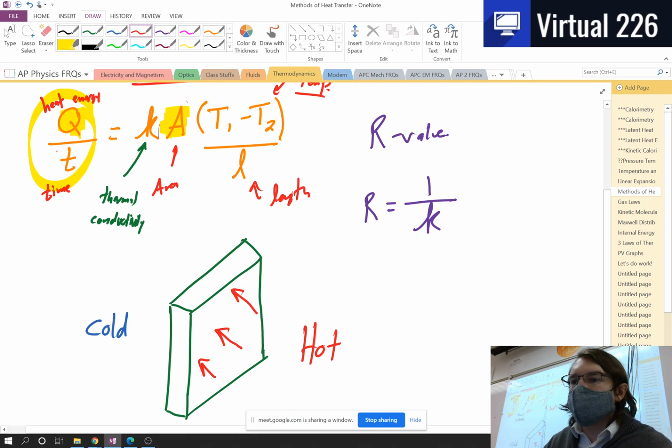So a larger A will make that heat transfer faster. If you look at the length here, and this length is kind of like the thickness of the door, if you have a thicker door, it's going to take a longer time for that heat energy from the outside to get to the inside, because that heat energy has to work all the way through every single particle to get through to the other side of the door.